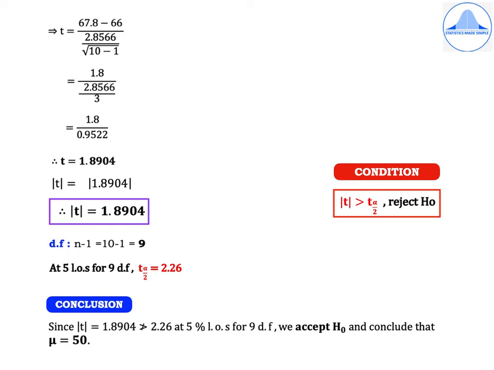Next, let us write the conclusion. Since mod t, 1.8904, is not greater than 2.26 at 5% level of significance for 9 degrees of freedom, we accept H naught and conclude that mu is equal to 50.